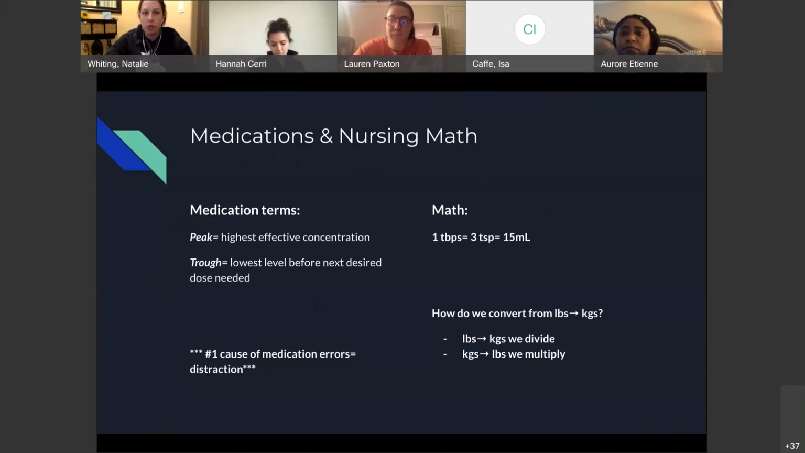Okay, medications and nursing math. So medication terms to know: what peak is. The peak is the highest effective concentration. Now trough, that's the lowest level before the next desired dose is needed.